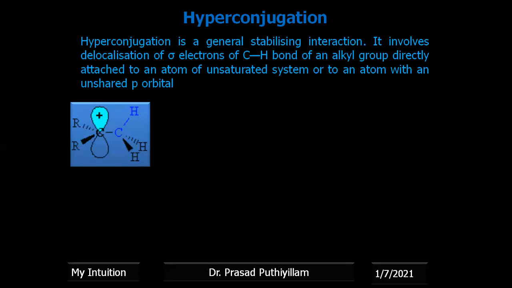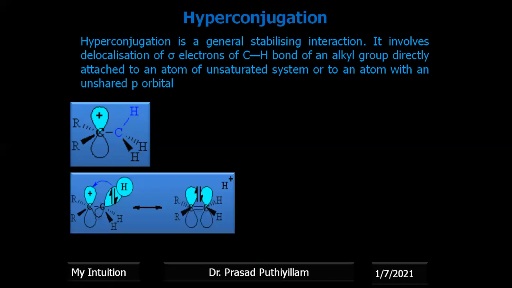If it is represented here with an unshared p orbital, that is a p orbital with no electrons, a positive charge is there, and the next carbon we call the alpha carbon. It has hydrogen, and due to carbon-carbon rotation, this hydrogen may come to the plane of this p orbital. Then there is a possible interaction of this hydrogen with the p orbital, that is, the sigma bond of this CH bond will interact with the unshared p orbital, thus stabilizing the positive charge.